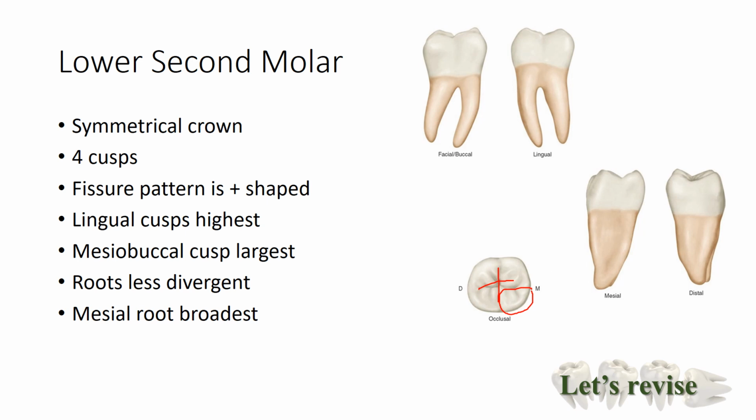The roots are less divergent, but the mesial root is still the broadest. That means it's the widest from there to there. It's wider than the distal. So we haven't got 5, we've only got 4. So 4 cusps, 2 roots, occlusal surface, lower second molar, the mesiobuccal cusp is the largest, and the mesial root is the broadest.